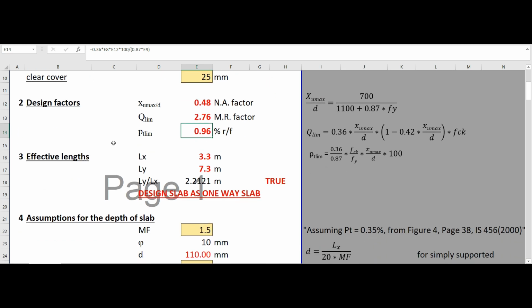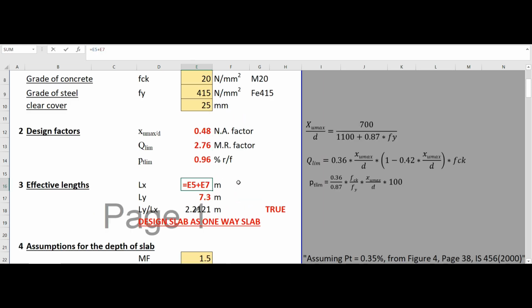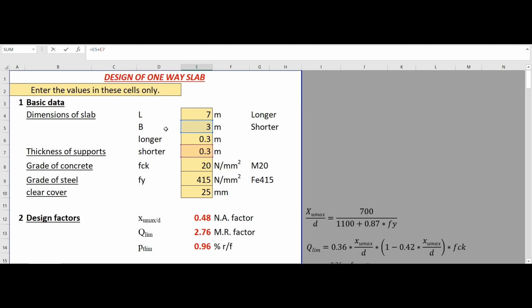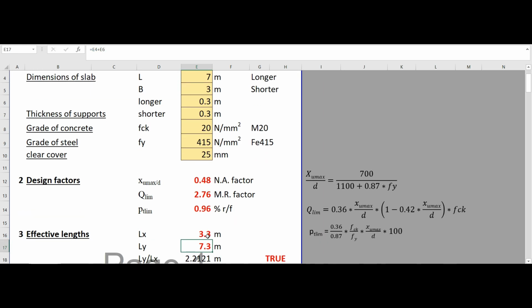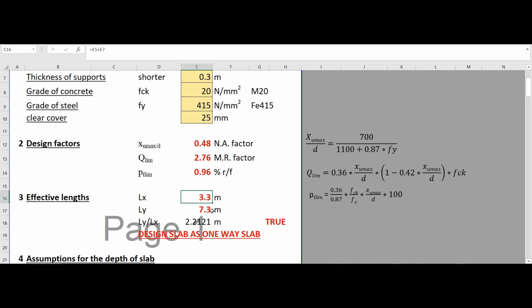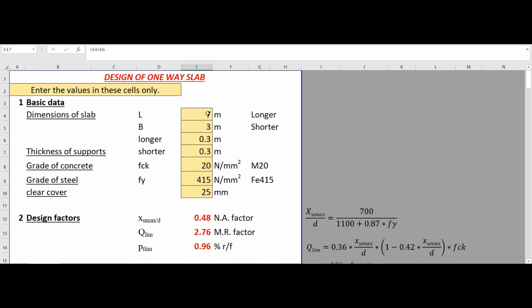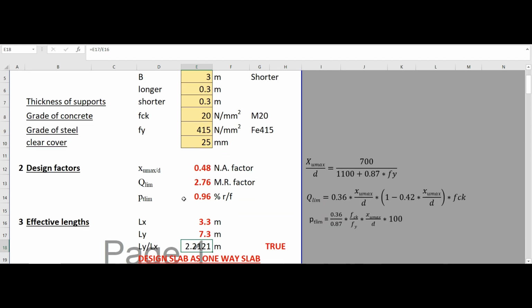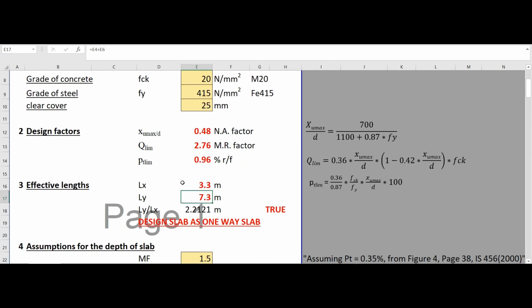The next step is we will calculate the effective length. The effective length in the shorter direction, that is Lx, is given by the effective clear span in the shorter direction, which is 3 meters, plus the width of the support, which is 0.3 meter. So you get 3.3 meter. Similarly, the effective length in the longer direction is 7 plus 0.3, which is equal to 7.3 meters.